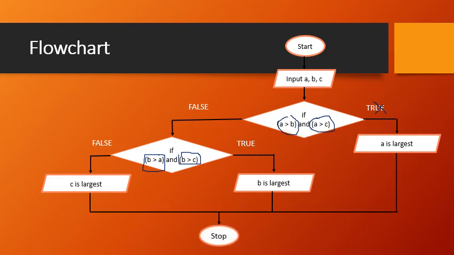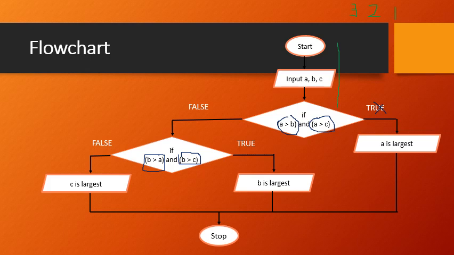Okay, let us trace this one with an example here. Let me take very simple numbers: the first number is 3, the second number is 2, and the third number is 1. First number is 3, second number is 2, third number is 1. That is A, B, C. Okay, now start, A, B, C.